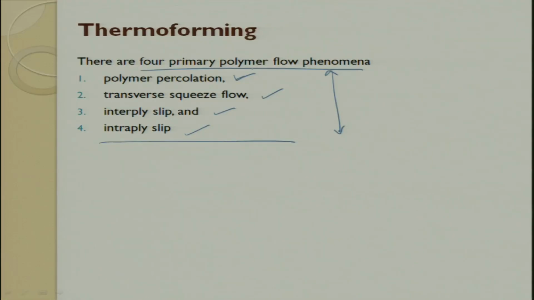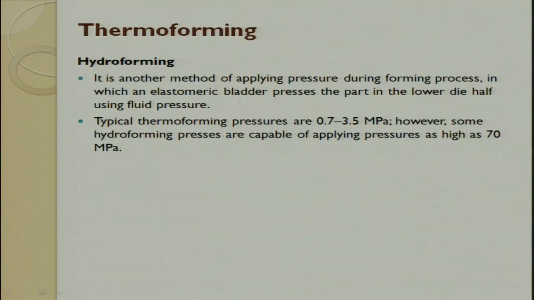If it is only a thermoplastic sheet, this process is very easily doable. But the moment you add a second factor, a reinforcing fiber as an ingredient, then the mechanics and phenomena change. So, we have to very clearly understand polymer percolation, transverse squeeze, interply slip and intra-ply phenomena. In order to have a uniform consolidation, people have tried several tricks.